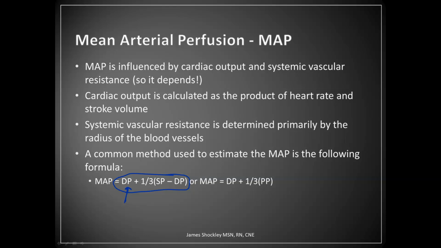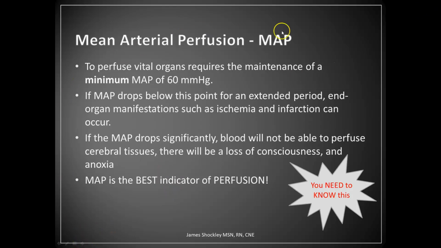So if I already know that my diastolic is greater than 60, I'm probably perfusing. And then I just have to ask myself, well, is it too high? If I do the math, is that MAP going to be too high? But there are certain things that we can do to just help us figure out what the MAP's going to be. So let's look at some examples.